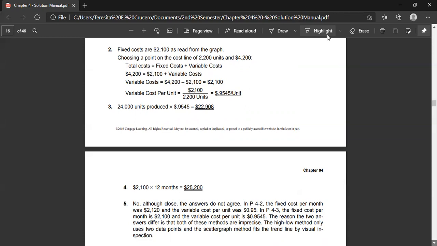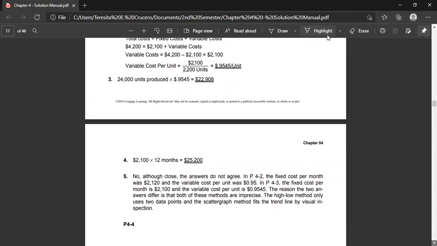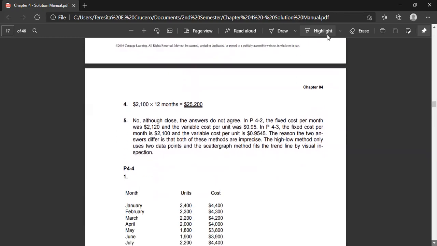However, if you compute it on a yearly basis, the difference is quite big, no? 2,100 against 2,120, there's a difference of 20. Then yours is 0.9545 and 0.95. But at least, you find close figures.